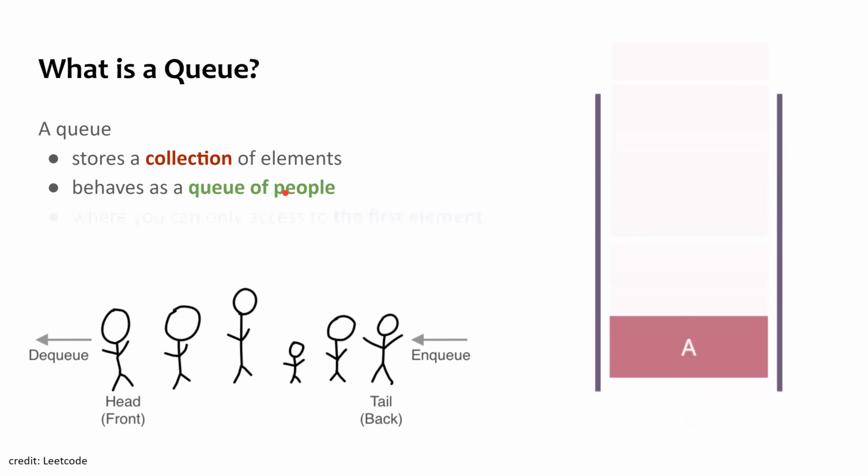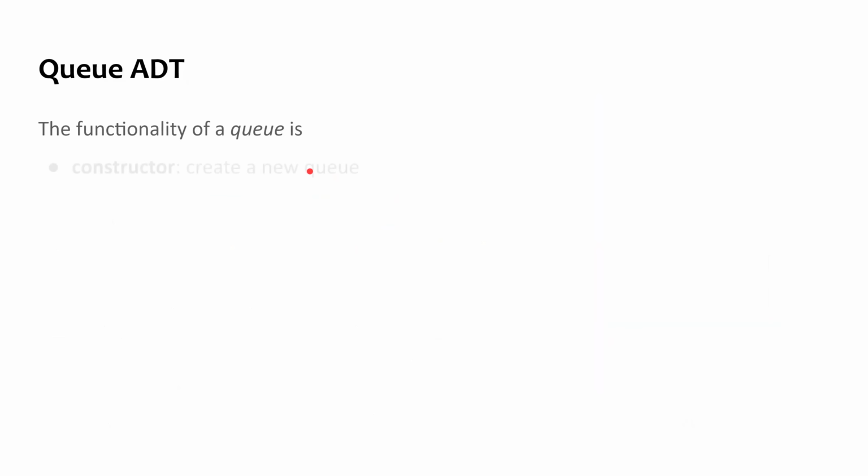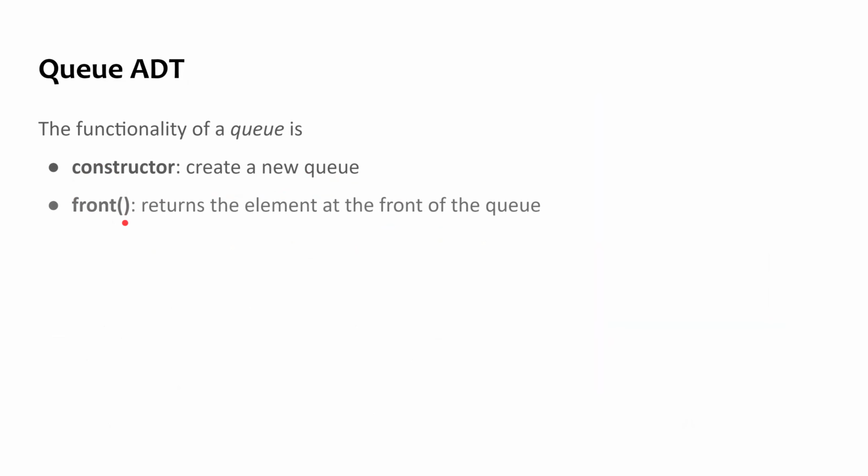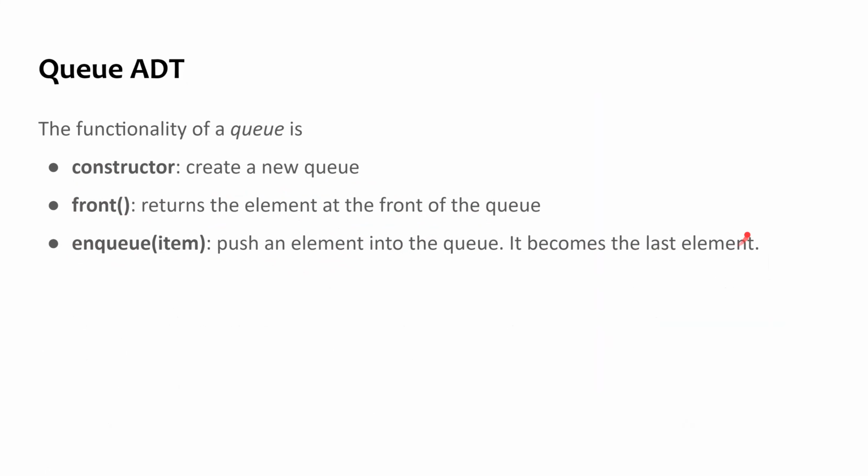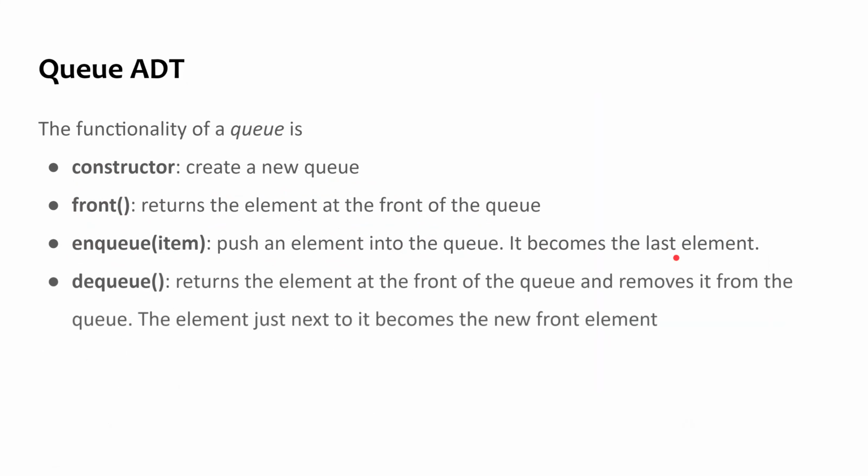And the queue ADT, the functionality of a queue, is: constructor, front. This one returns the element at the front of the queue. And enqueue pushes an element into the queue, and this element is going to be the last element in the queue. And we need to be able to retrieve some item from the queue. So that is going to be done by dequeue. And you don't have to pass any arguments here because the first item, or the front item, is going to be retrieved.